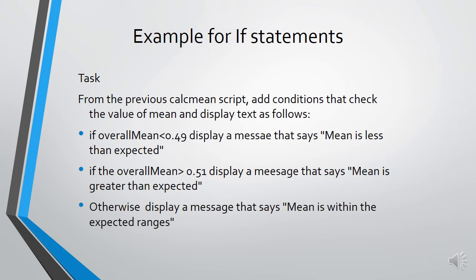Let's move on to conditional statements. These are our if statements. We can modify the already existing script file that we have by putting conditions where we want to check if the overall mean is less than 0.49, we display a particular message. If it's above 0.51, we display a different message. Otherwise, the default message to be displayed is shown.